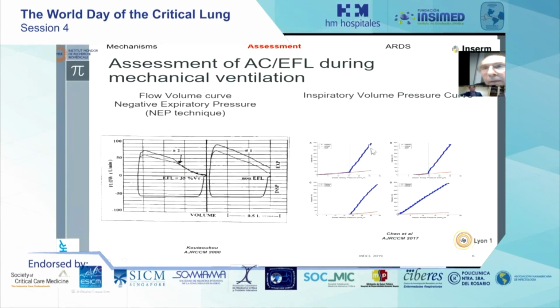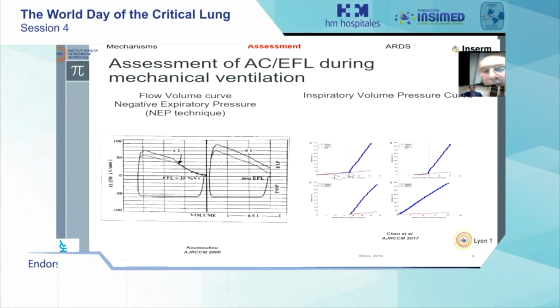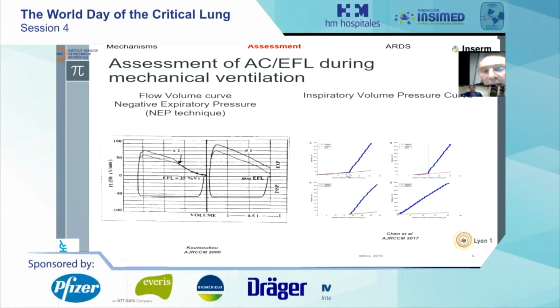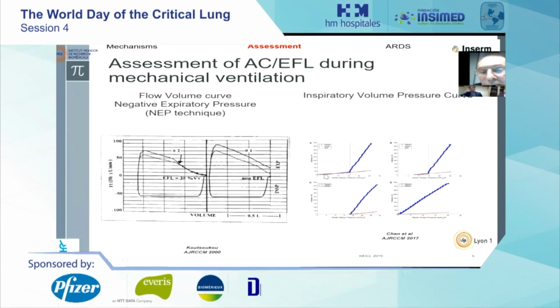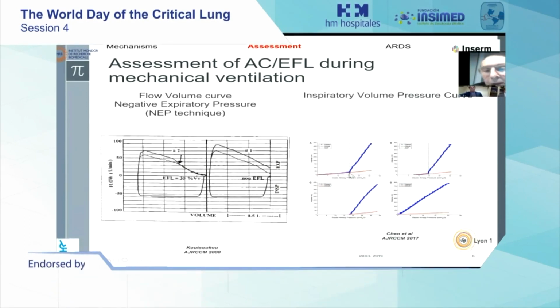And in blue, you have what happens to the patient. And you see that up to that point, the two lines, the blue and the red, are superimposed, meaning that from 0 to almost 15 centimeters of pressure in the airways, there is no change in lung volume. You are just inflating the ventilator tubing.